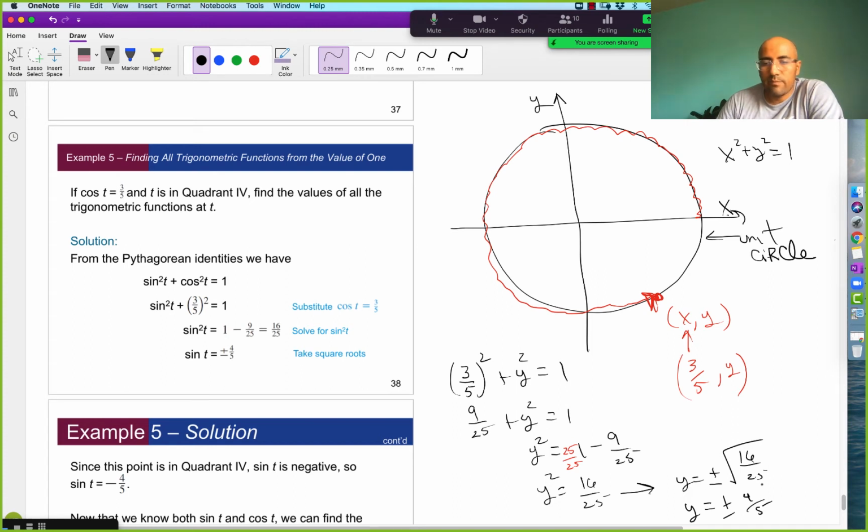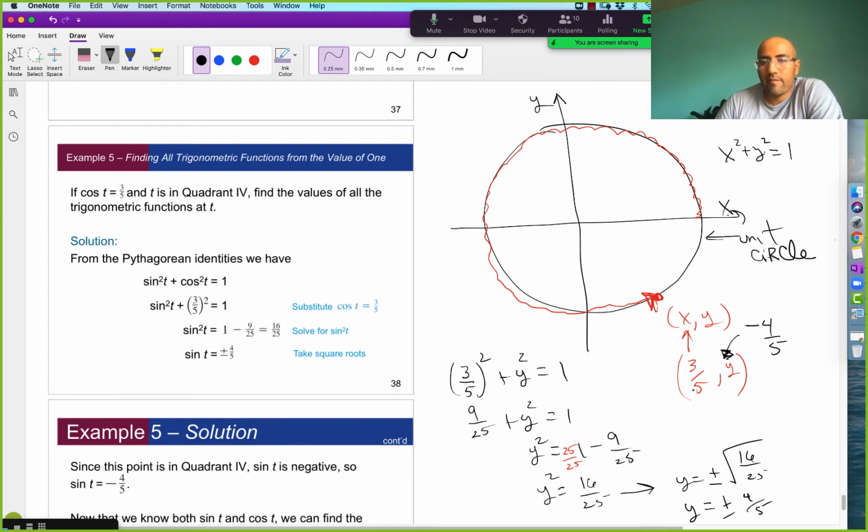Good, so it's not that it's both answers. Going back to here, we have to decide for ourselves. And I can see that in quadrant 4, the x-coordinate should be positive, and the y-coordinate should be negative. That's how I conclude that this number right here must be negative 4/5. Good. Any questions about that?